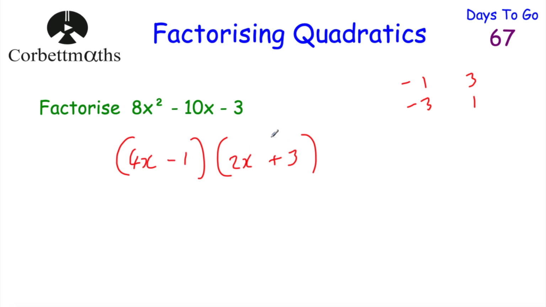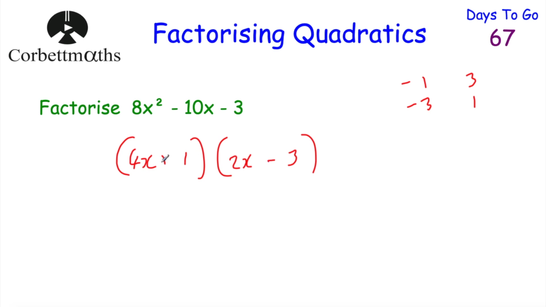I'm going to try it and see if that's the right answer, and then if need be I'll make a few changes. So 4x times 2x is 8x squared, fantastic. 4x times 3 is 12x, that's not looking good. And minus 1 times 2x would be minus 2x, so that'd be 12x minus 2x, which is 10x. Oh, that's close. Actually, if we swap the signs around, if we change that to a minus and that to a plus, then that should be the right answer.